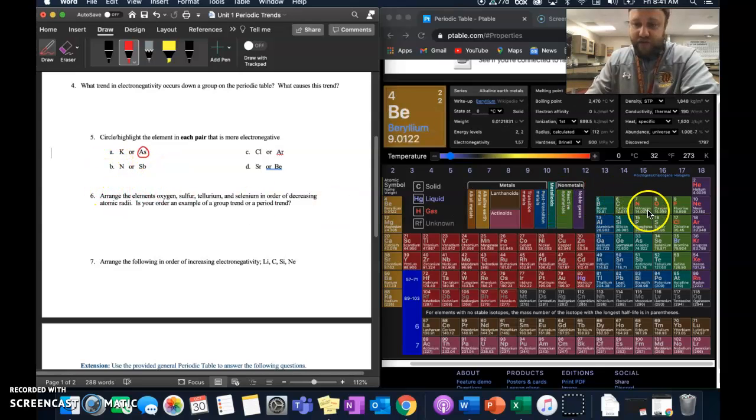B, you have nitrogen and antimony. Well, nitrogen's only 2 elements away from fluorine. Antimony's way down here. So nitrogen is definitely going to be the more electronegative atom.